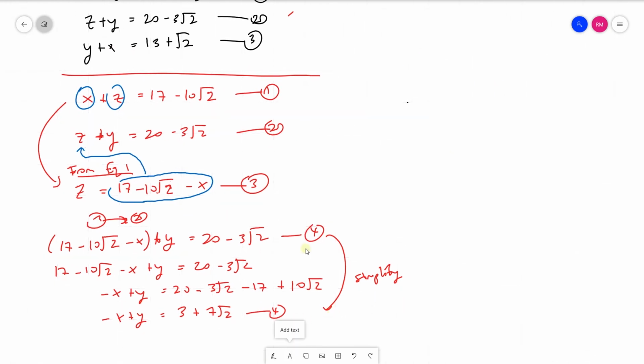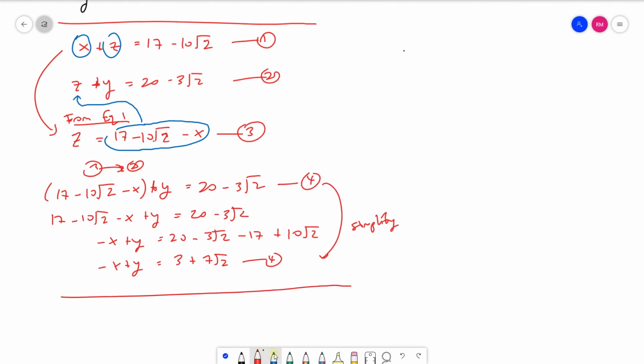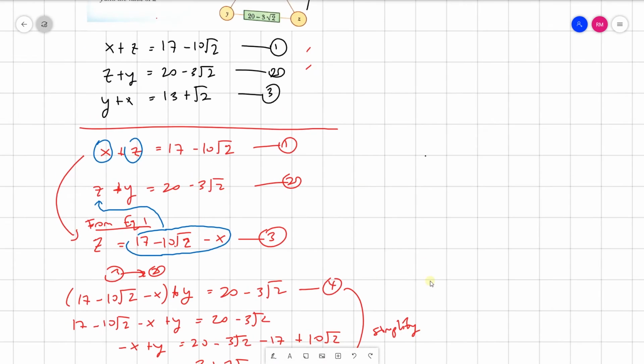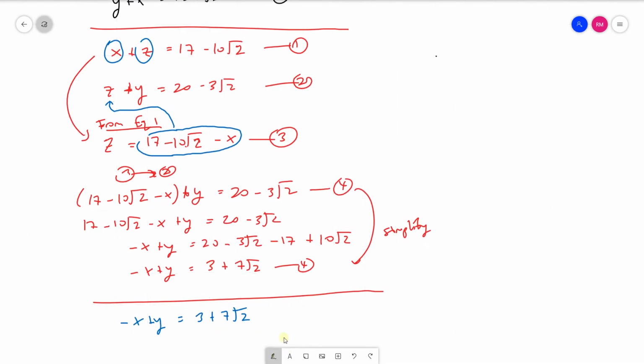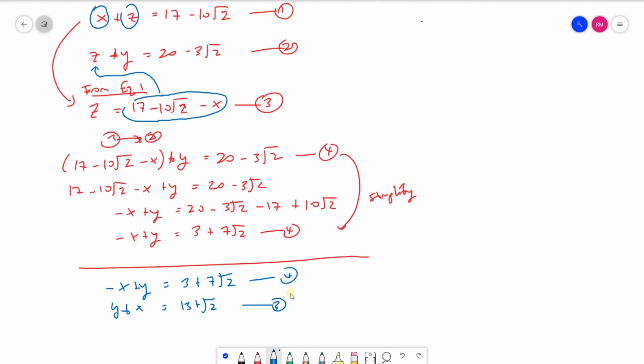Let me rewrite first using a different color so it's easier. So equation 4: negative x plus y equals 3 plus 7 surd 2, and equation 3 is y plus x equals 13 plus surd 2. So this one is equation 4, right? And this one is equation 3, the main equation. If you compare these two equations, both have x and y, which means we got two equations, two unknowns.